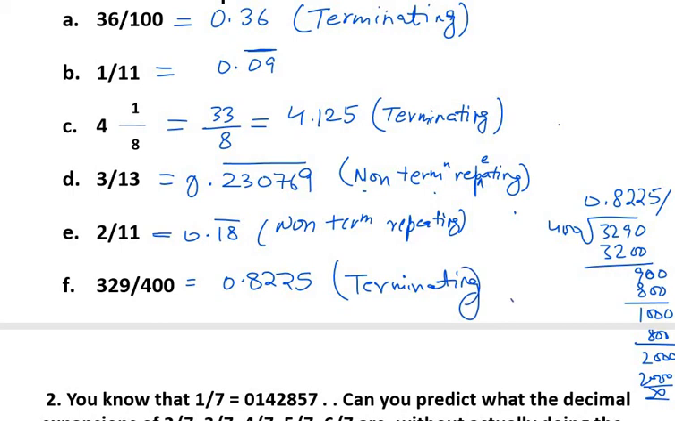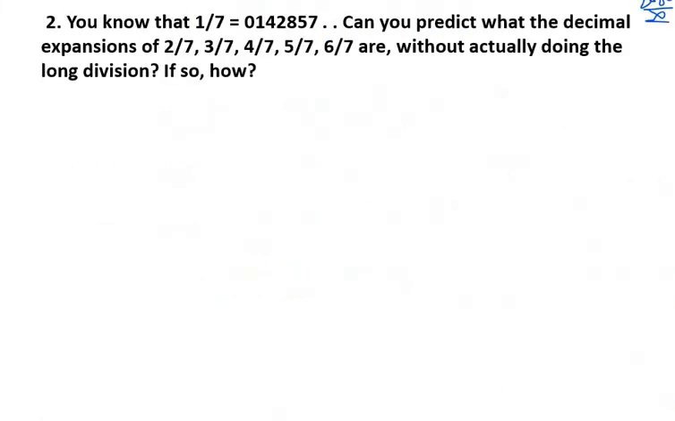So this is for question number 1. Question number 2 says you know that 1 over 7 equals 0.142857. Can you predict what the decimal expansion of 2 over 7, 3 over 7, 4 over 7 and 5 over 7, 6 over 7 are without actually doing the long division? If so, how? So in this case they don't want us to do long division method.